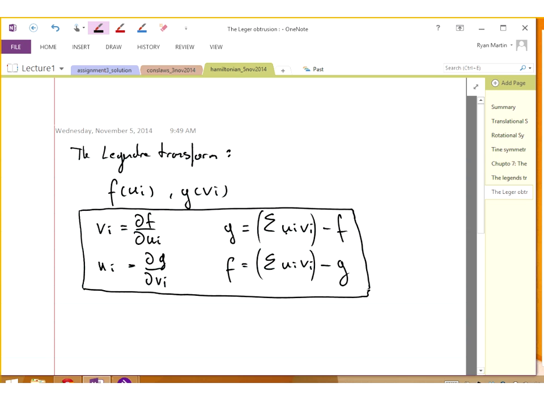I mean, if you want a flavor of what's to come, this is exactly like the Jacobi integral. So the sum of the ui vi, the ui is going to be the pi, the qi dot, and the f is going to be L. This is going to give us a prescription for going from the Lagrangian to the Hamiltonian. In equation 7.3.